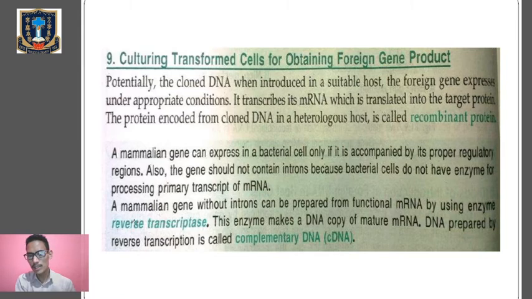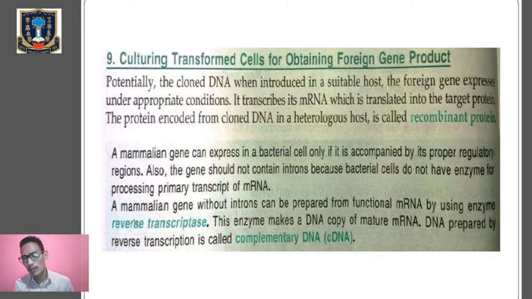Clear? So from recombinant DNA there is formation of messenger RNA, and from messenger RNA there is formation of proteins. Therefore the protein that has been expressed in the heterologous host is called the recombinant protein. Clear? A mammalian gene can express in a bacterial cell only if it is accompanied by its proper regulatory regions. Also, the gene should not contain introns because bacterial cells do not have the enzyme for processing the primary transcript of mRNA. We will go into details about introns and exons in the chapter on molecular biology.